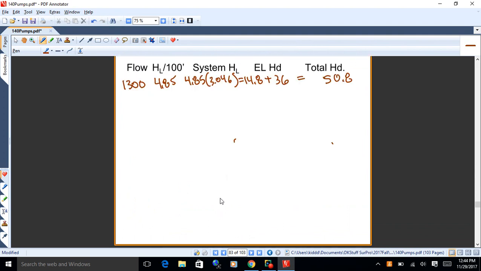Let's see what that'll look like. So if it pumps 2,000 gallons per minute, what's the head loss per 100 for that? 10.64. So we're going to have 10.64 feet per 100, and we'll multiply that by 3.046. And what are we going to get for head loss this time? 32.4, okay. And then we'll add that to 36, because that's just how high we're lifting the water. And we'll get 68.4. So that's the total head that will occur for a flow of 2,000.